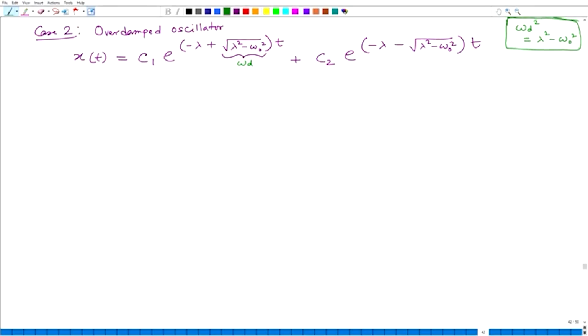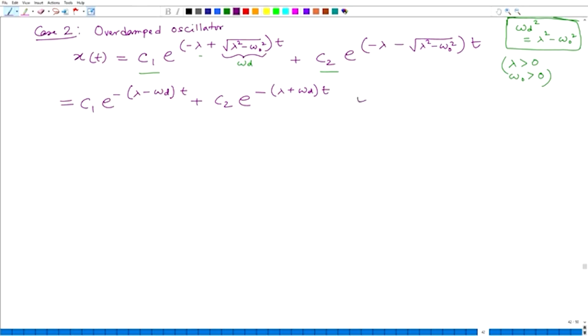Now, everything is real over here: C1, C2, lambda, omega 0, all are real. And also we know that lambda and omega 0 are positive as well. So lambda is positive, omega 0 is also positive by construction, that is how we choose. So then I can write x equal to C1 e to the power minus (lambda minus omega d) t plus C2 e to the power minus (lambda plus omega d) t.